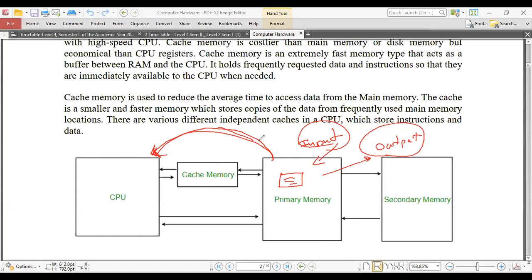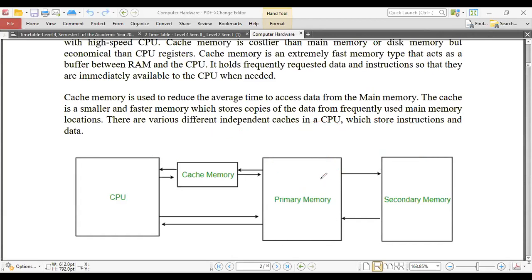For example, assume that we're going to input some data and instruction. For example, we're going to add 7 like this. So here, these are instructions. These are data. This data will be sent to the CPU from primary memory for processing.